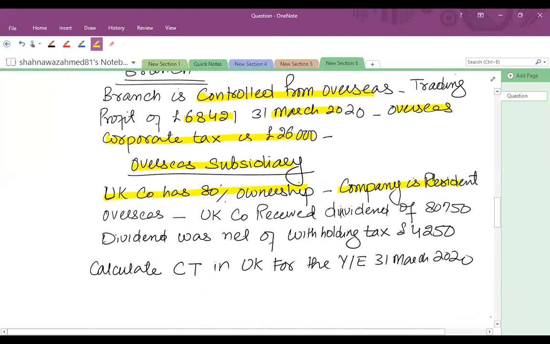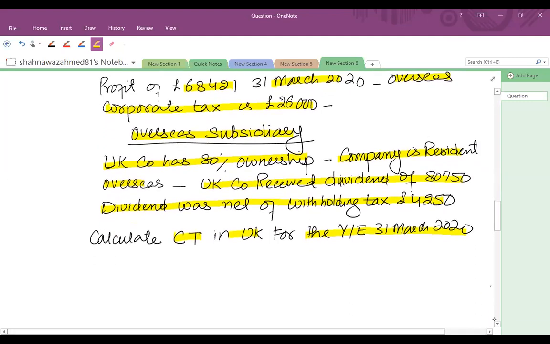The company is resident overseas. The UK company received a dividend of 80,750. The dividend was subject to withholding tax of 4,250. Calculate corporate tax in the UK for the year ended March 2020. Now we'll use a column-wise approach to calculate the tax. We know that we have to consider the branch. So considering the branch, let's calculate the tax.